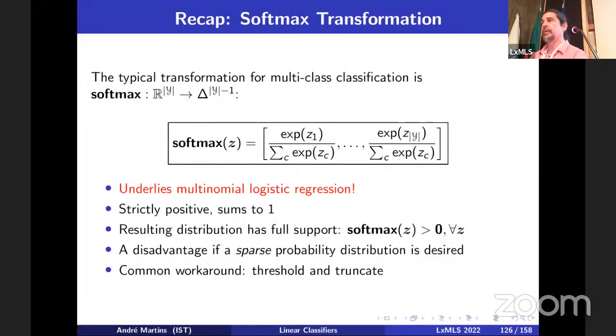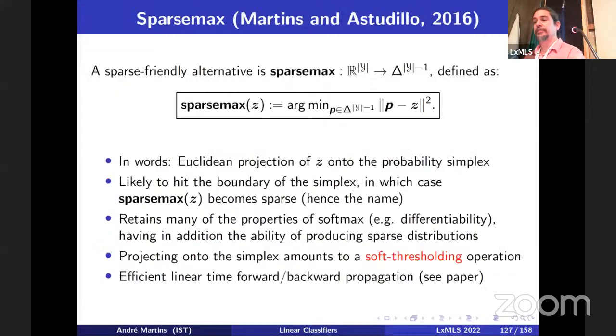So for example, if you are operating with a very large set of labels, and you believe that many of the labels are irrelevant, they should have 0 probability. Softmax is never going to give you 0 probability. It can be arbitrarily small, but it's never going to be 0 because the exponential function is strictly positive. Okay, so sparsemax is an alternative transformation, which is defined as the probability vector that is the closest to the score vector in terms of Euclidean distance.